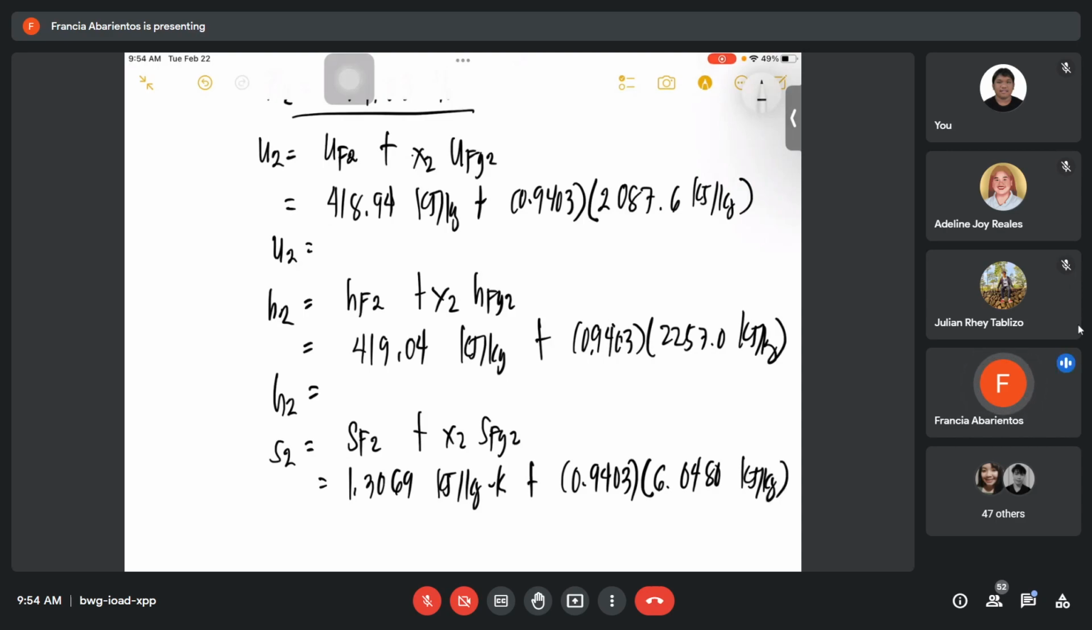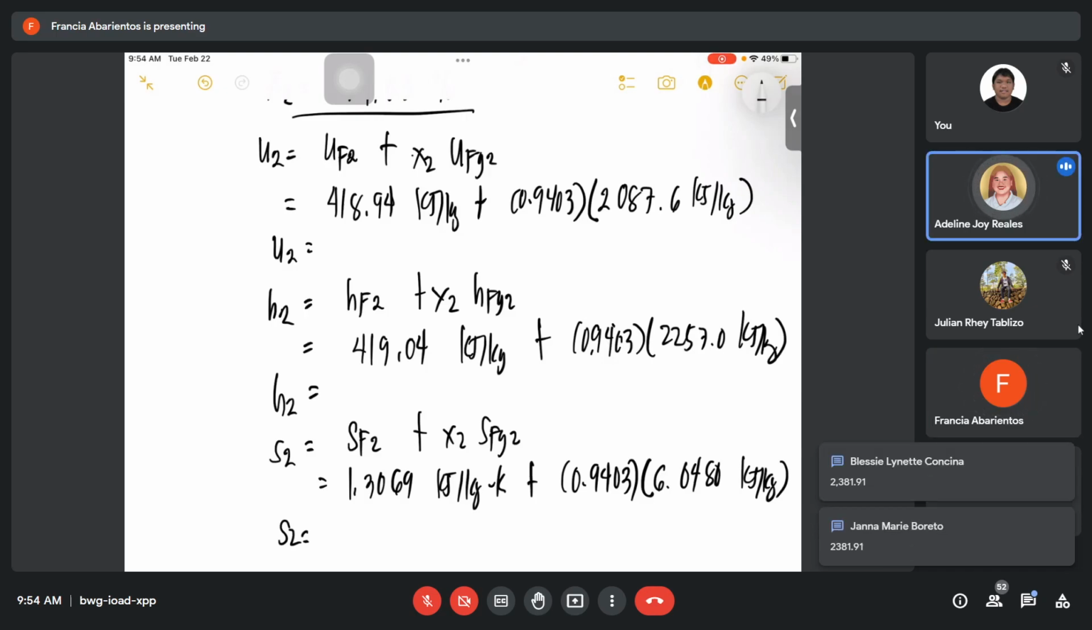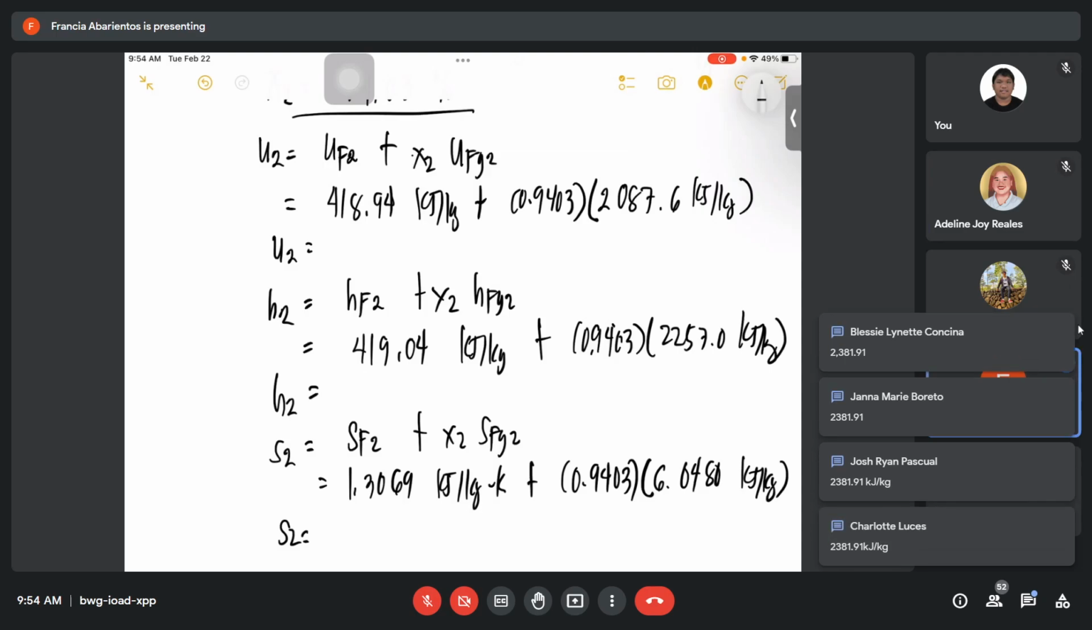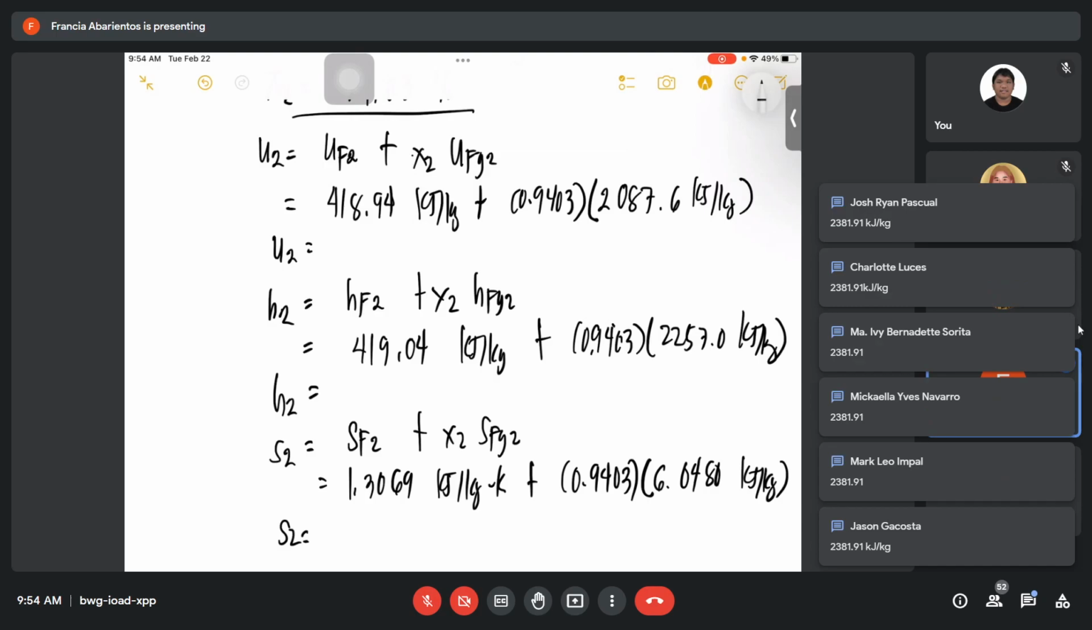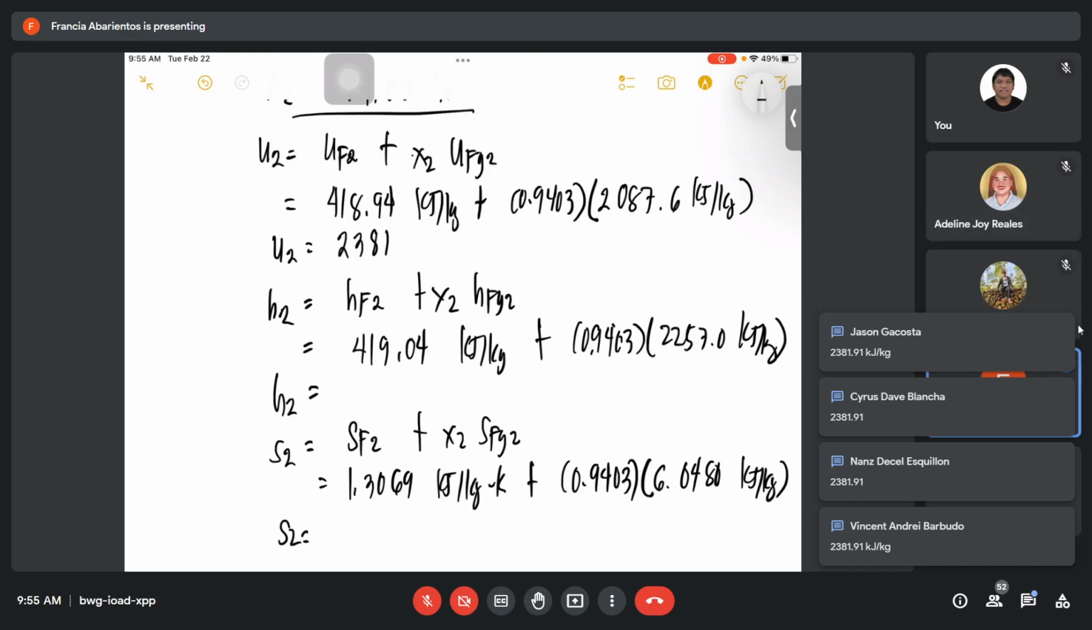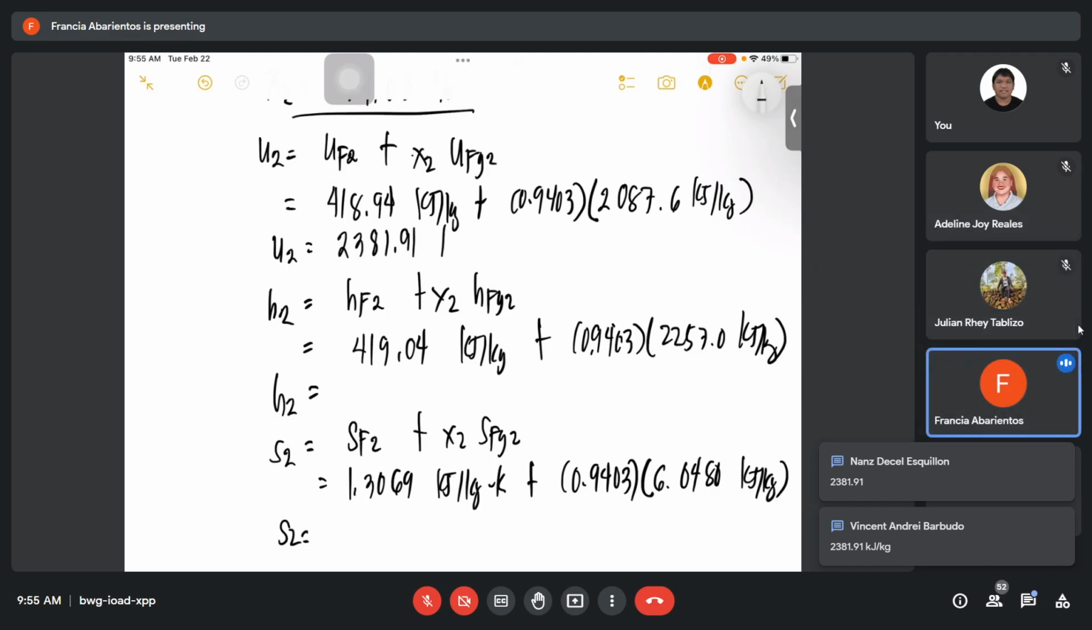Okay. So, what is now the internal energy at point 2? The internal energy at point 2. 2381. Yung iba, 2381.86 po sa akin. Okay. Sige, enter nyo muna. So, we have, okay, that is correct, 2381.91 kilojoule.